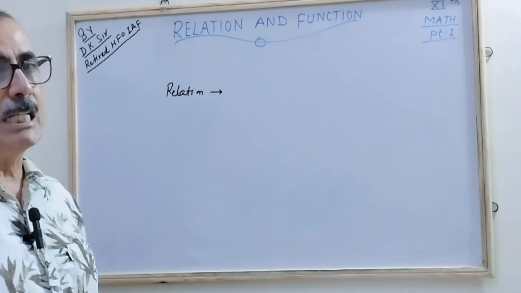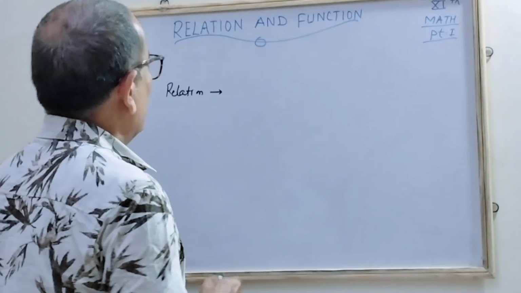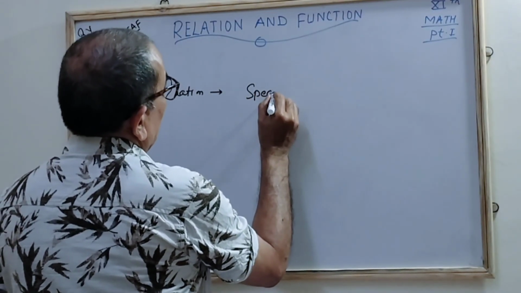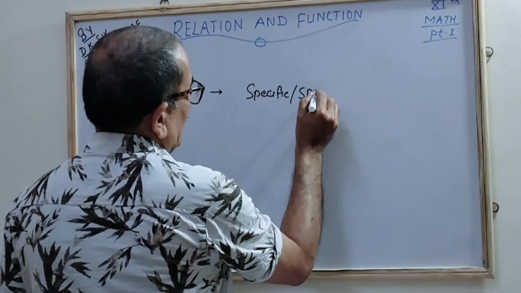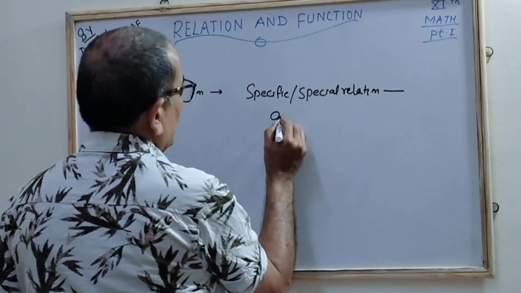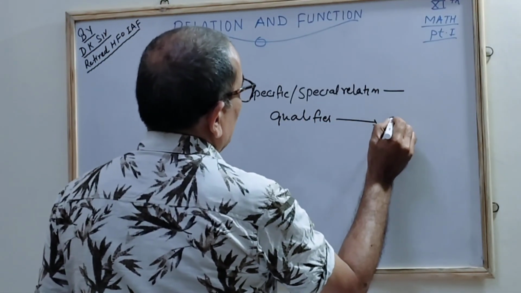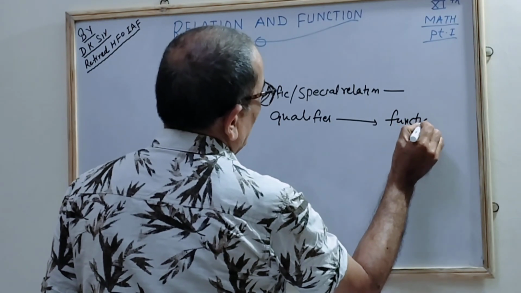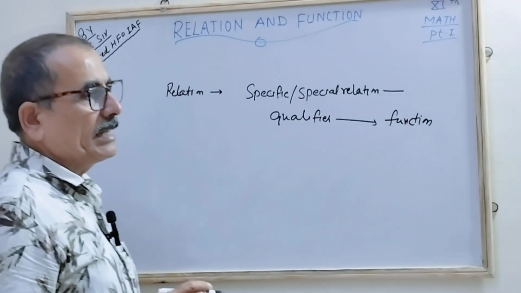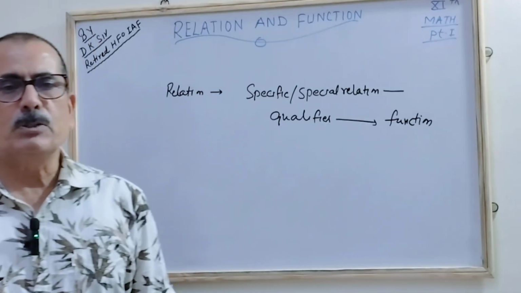Some kinds of special relation qualify for the function, correct? The function is also said to be a specific or special relation between the two. So the one thing you understood: to have a relation there must be two things, correct?